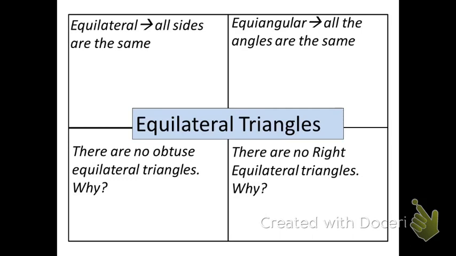Why are there no right equilateral triangles? Again, if it was equilateral, then all the angles would have to be 90 degrees, and if we add 90 degrees 3 times, it is much greater than 180 degrees. So because they add to be greater than 180, you cannot have a right equilateral triangle.